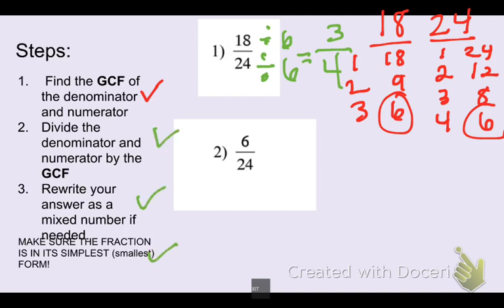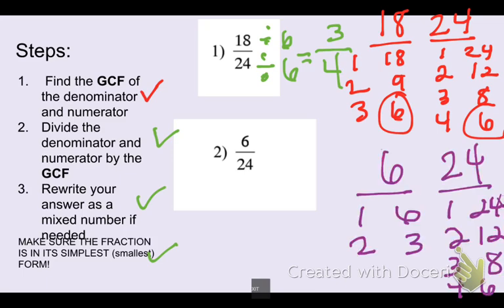So we did all 3 steps. All right, let's move on to our next one. We have 6 and 24. So I'm going to switch my color. All right, I have the factors of 6 listed and the factors of 24 listed. So if I look at both lists, I can say that the GCF is 6. The biggest common factor they share is 6.